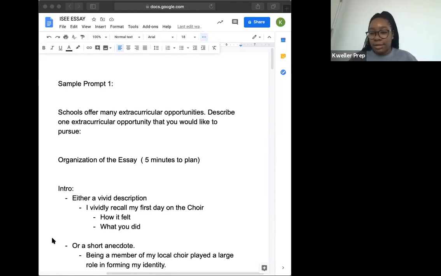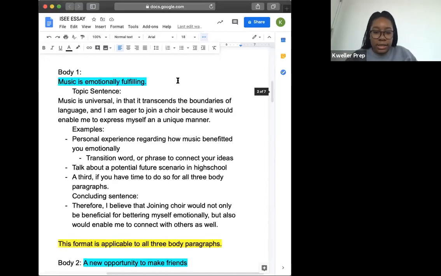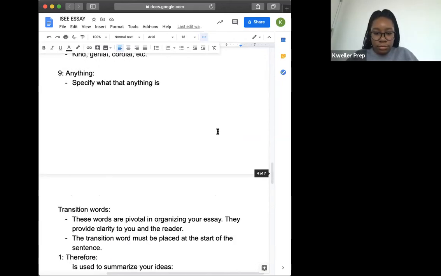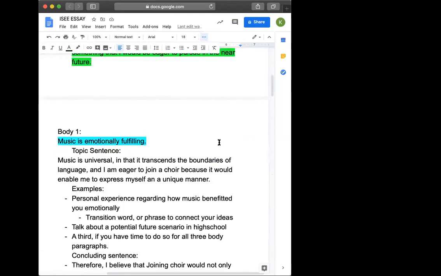Any other questions? Anything about the ISEE, about the essay? Does anyone have any more words they'd like to go over regarding transitions? Anything? No. Okay.